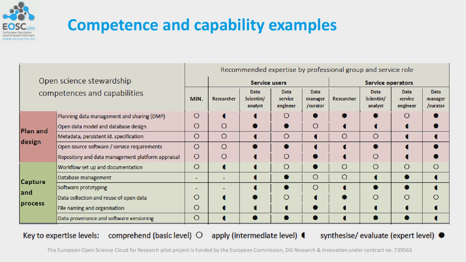The high-level skills groups are broken down into competences and capabilities. Competence and capability statements examples are given for selected topics. Competence statements are described at three levels: the comprehend level, the basic level shown in this diagram by the open circle; the apply level, the intermediate level shown by the half circle; and synthesis and evaluate, the expert level shown by the black dots in this diagram.